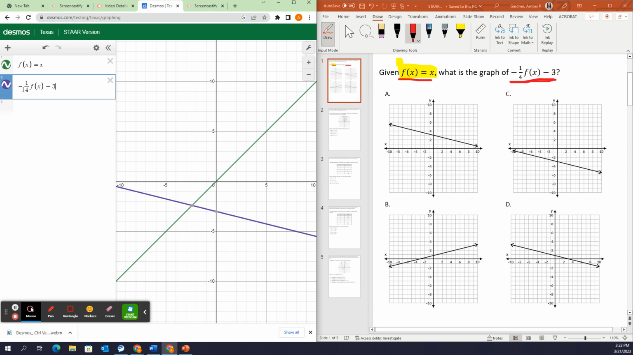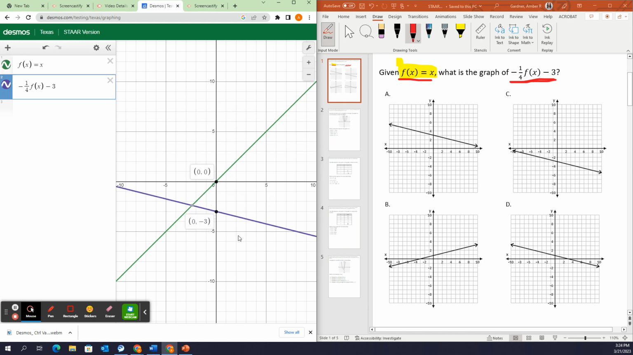So what happened with this negative 1/4 in front of f of x is that the negative 1/4 is now making our graph have a negative slope. So from left to right, it is decreasing or going down. And it has made our graph less steep because our slope of 1 went to now a negative 1/4. And also this minus 3 caused our y-intercept to move from 0 to now negative 3.